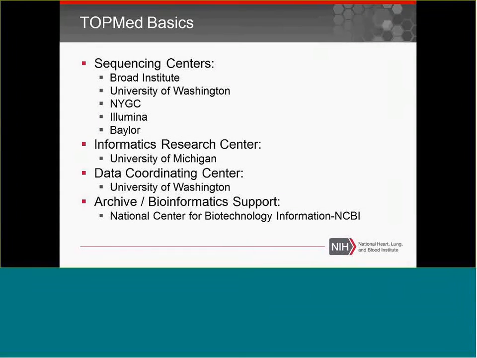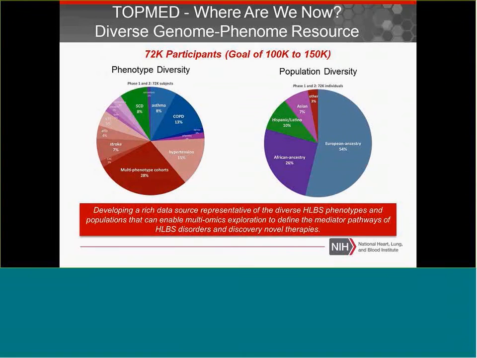So this shows some of the basic different sequencing centers. We have an informatics center, data coordination, and archiving all of these samples for now in NCBI, but eventually in dbGaP and NHLBI's data commons, which will integrate and talk with NIH's data commons in the big scheme of things. This gives you a perspective of the different population sets that we are already in the process of studying.